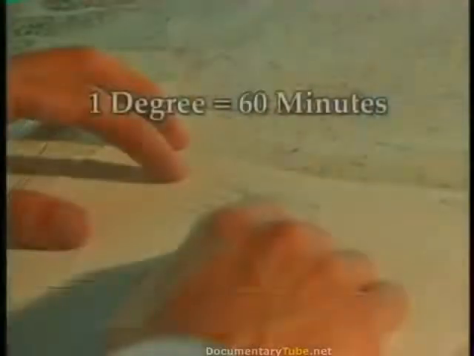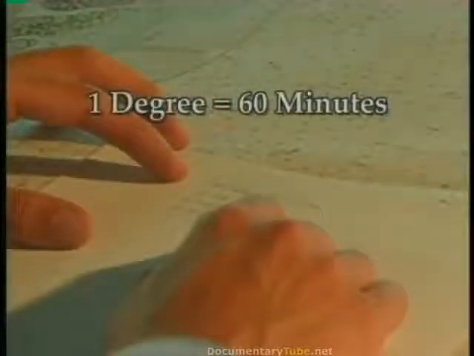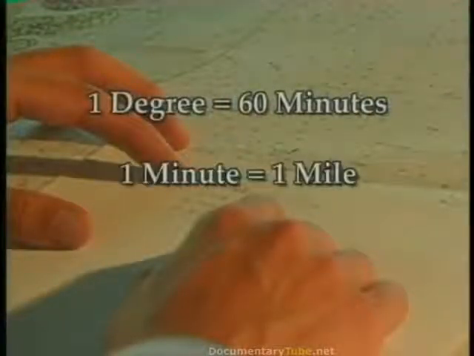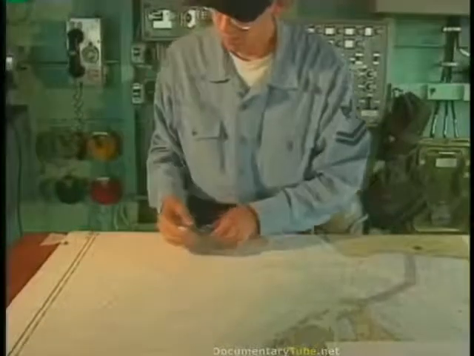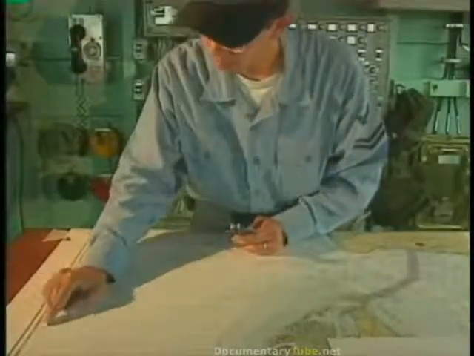To accomplish this task properly, you must remember several important facts. 1 degree of latitude equals 60 minutes. Each minute equals 1 mile. Therefore, 1 mile can be divided into 60 seconds. When measuring distances, you always use the latitude scales.